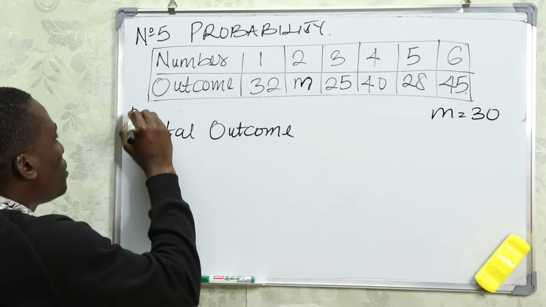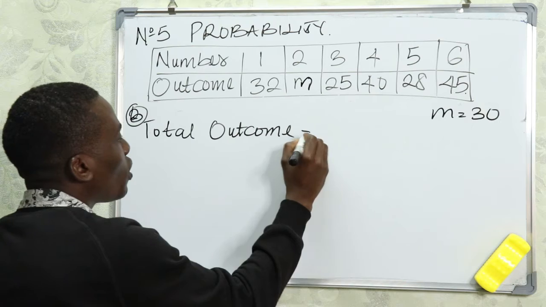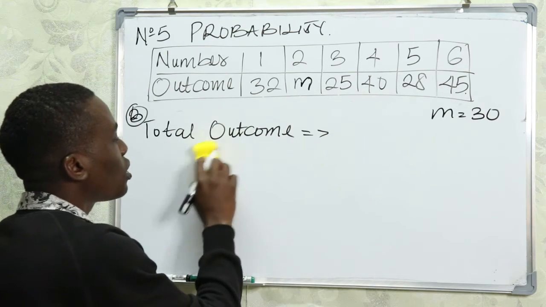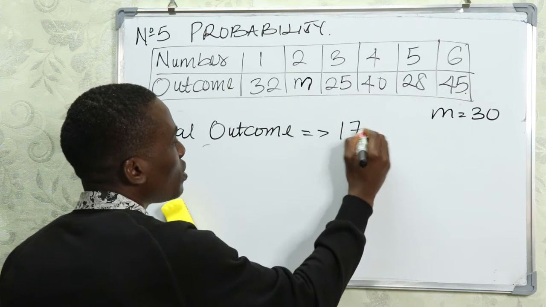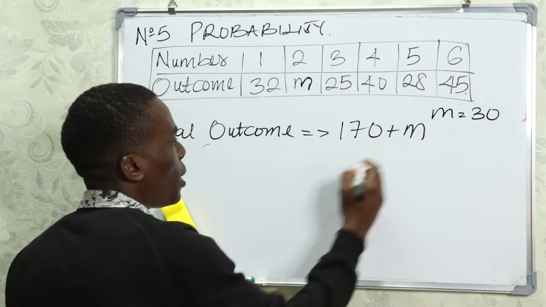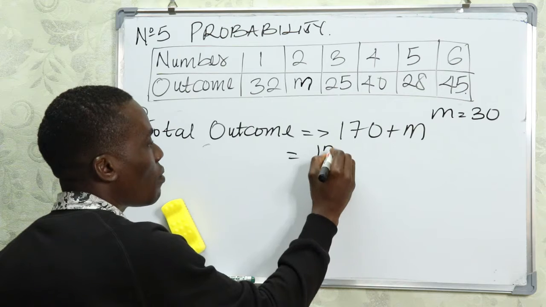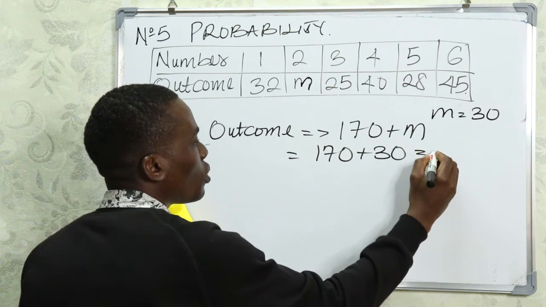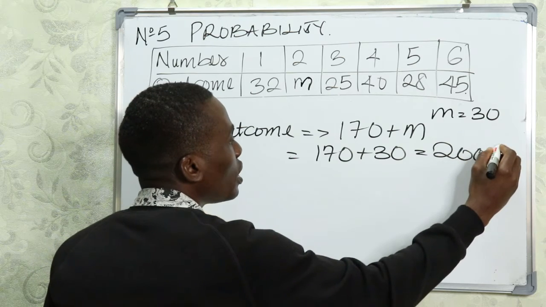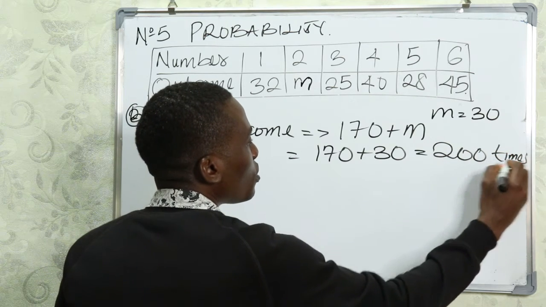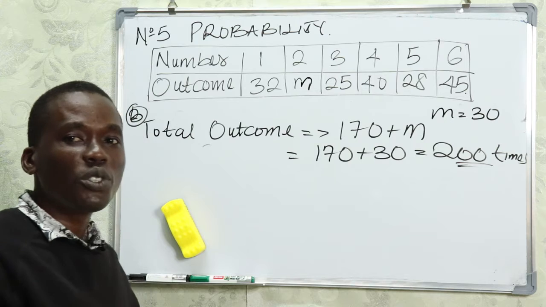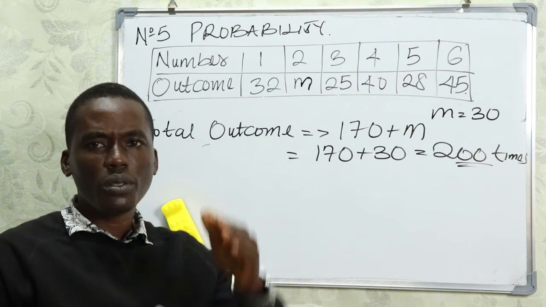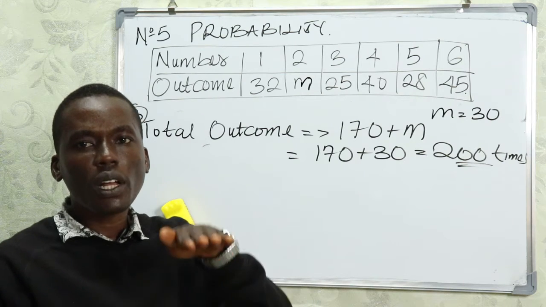That's question B. So to calculate the total outcome, remember we did it last time and we got 170 plus m. So in order to save time, we'll have 170 plus 30, which is equal to 200 times. So the die was rolled 200 times. So you see, once you start solving the first question, the answers start popping out for all the questions.